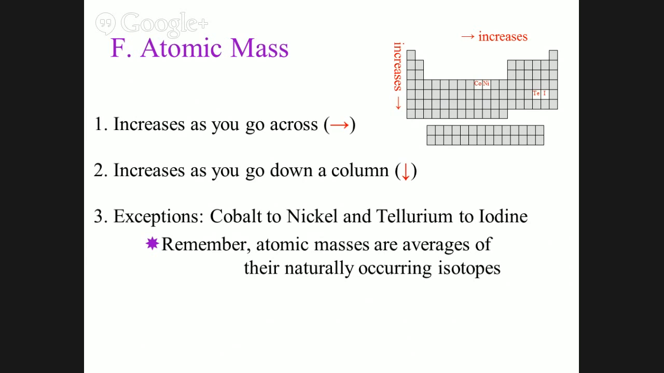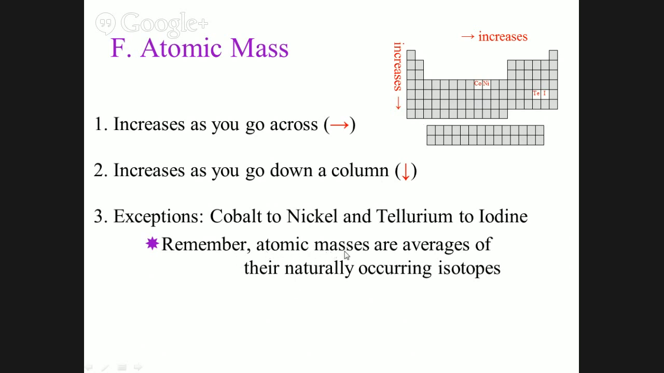Okay, now this might not even seem like a trend because it's like, duh, yeah, the masses always get bigger. Every time I go anywhere, they get bigger. I'm adding protons, I'm adding neutrons, I'm adding electrons. So of course it increases as I go across. And I'm adding shells, so of course it increases as I go down. Here's the funny thing though. There are two spots on the table, cobalt to nickel and tellurium to iodine, in which the mass on the periodic table actually goes down. Even though I added a proton and probably have added neutrons, the mass on the periodic table has gone down.